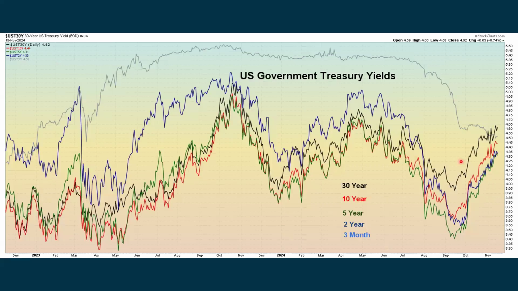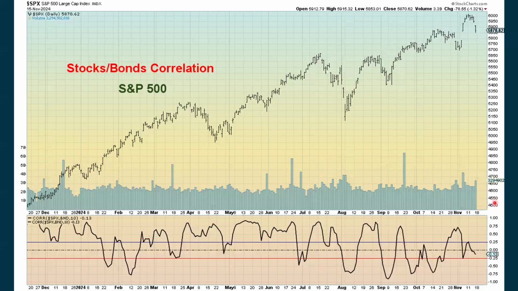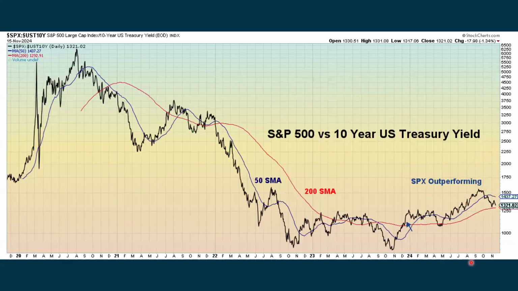And we look at the daily yield chart here, where they had been really coming down with yields, and now we've been going back up. And here's a weekly chart internationally with US, UK rates and German rates being the highest, and then Japanese rates here in red. The correlation between stocks and bonds pretty much neutral right now. And then we look at the S&P versus the 10-year yield. And going back to the beginning of 2024, that's when we saw a golden cross here. And this is just showing that stocks are outperforming the 10-year yield.